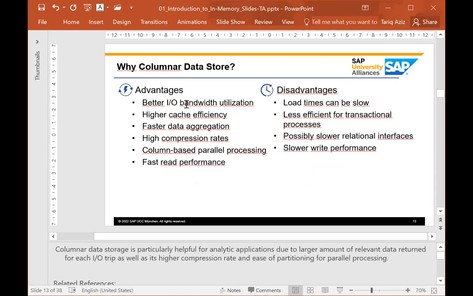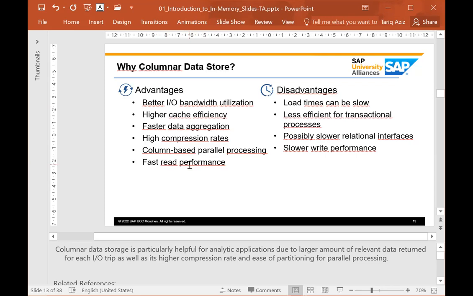We do have some advantages of the columnar database as compared to the row store. It is very efficient, with higher cache efficiency, faster data aggregation, and a high compression rate. If it is column based, we can do parallel processing. So we have like 10 stacks of RAM servers. Every server is processing separately without any problem, and they're all working on the same problem. So, faster read performance.